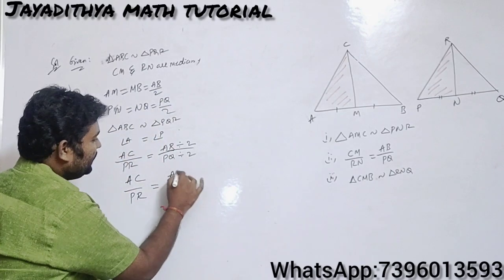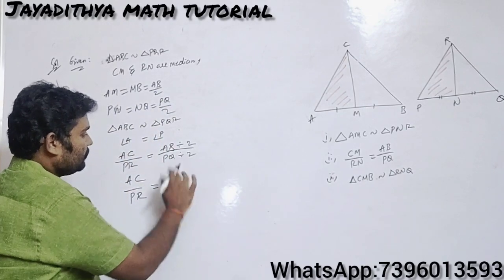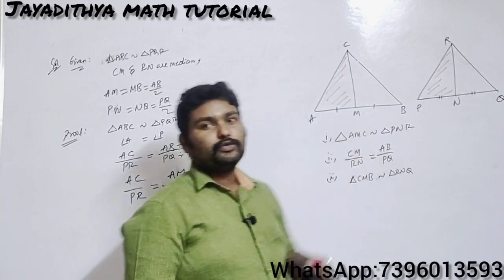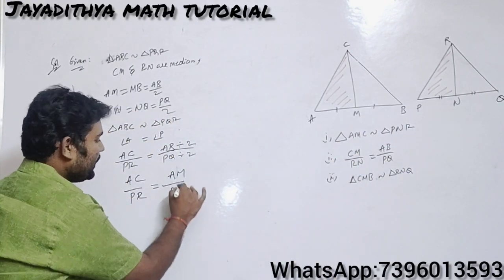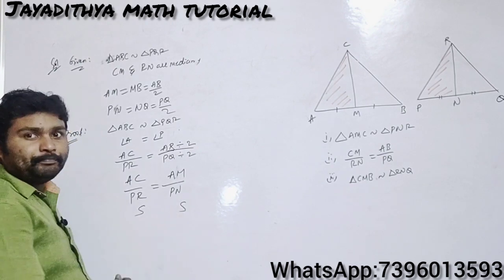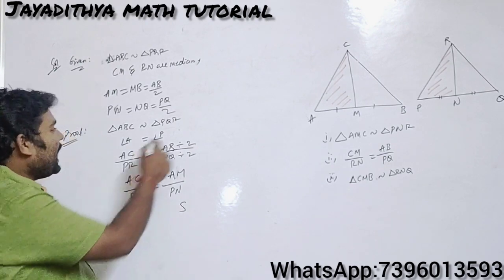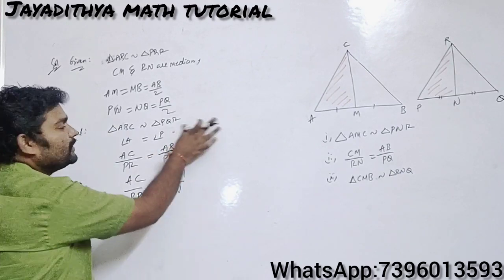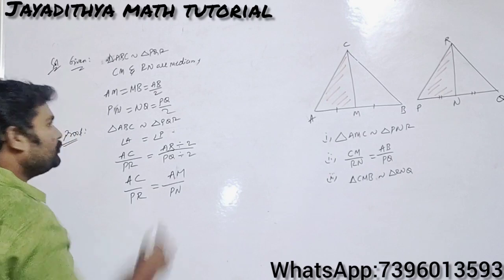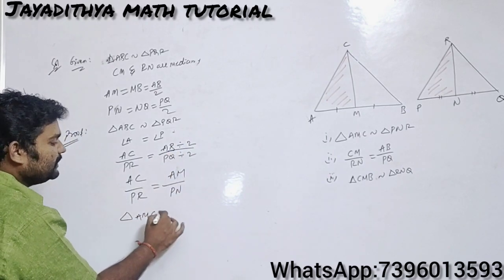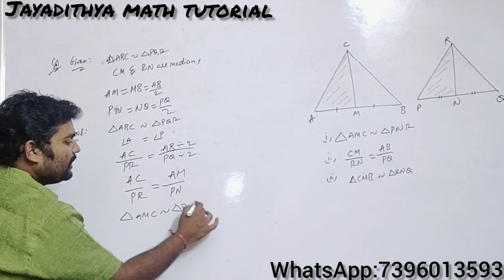So this part will be AM, and PQ by 2, that is PQ by 2, will be equal to PN. Now you see here, this is the side, this is the side. Corresponding side ratios are equal and one included angle is equal. So by which criterion can you say that? Side-angle-side criterion. You can say that triangle AMC is similar to triangle PNR.